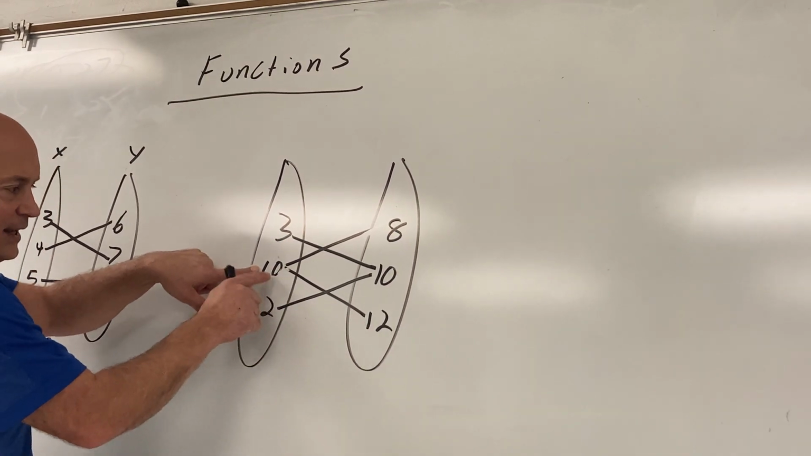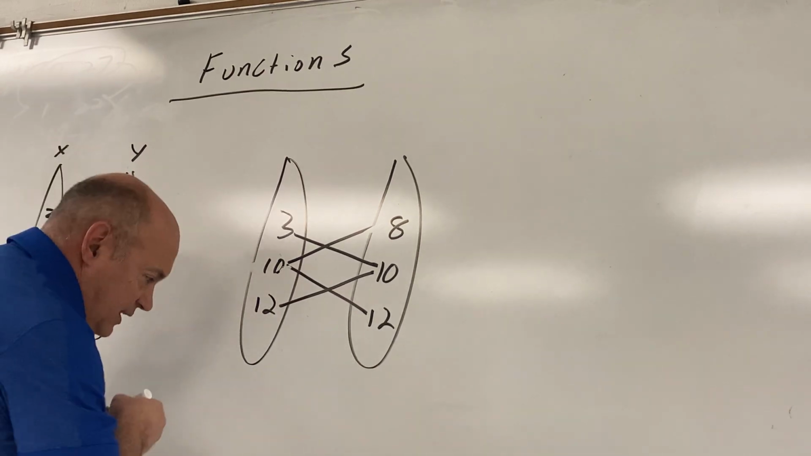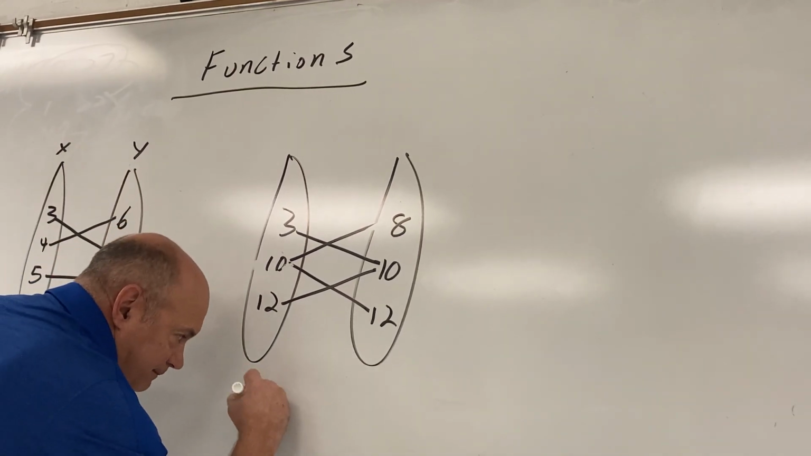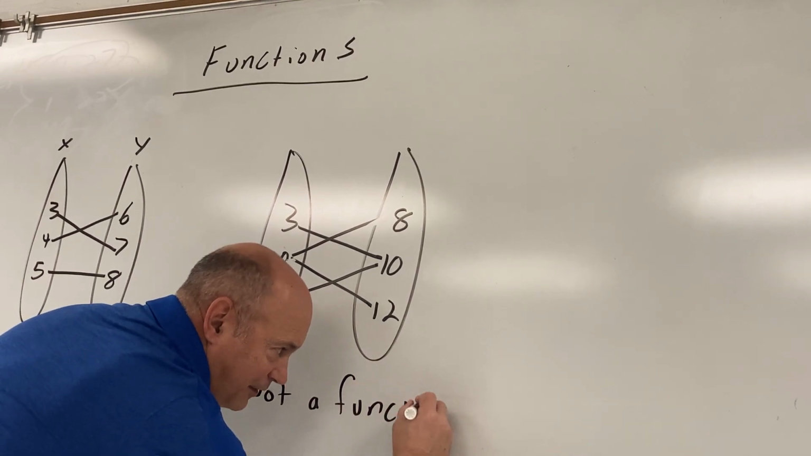So 10 cannot have 2 boyfriends according to the law of functions. This one is not a function. She's cheating. So far.